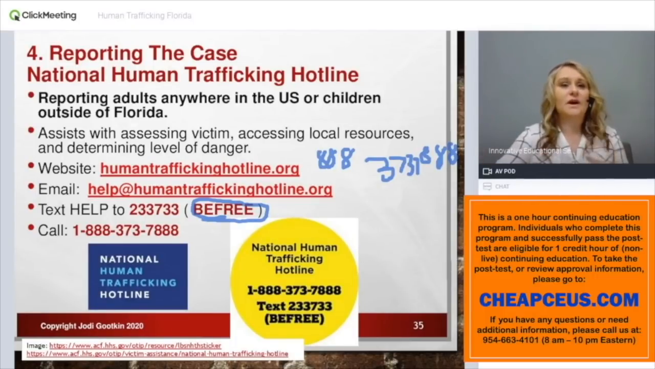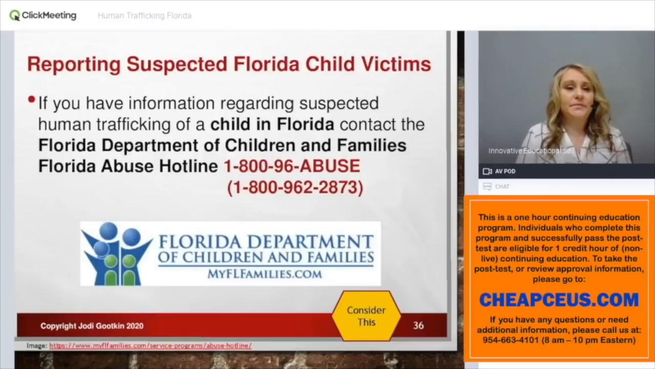And this is why the hotline exists. It is not an immigration agency. It is not a specific government agency. It is not law enforcement. Their intent is to help decide what to do. Is this individual a potential victim?